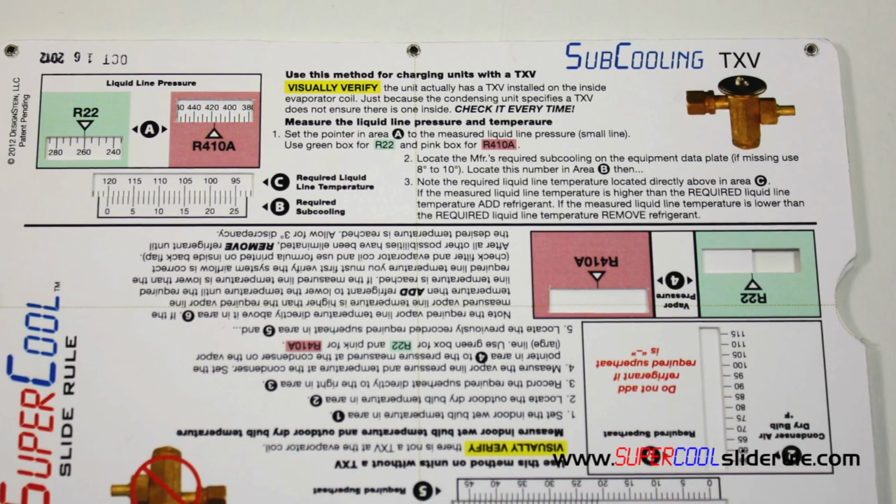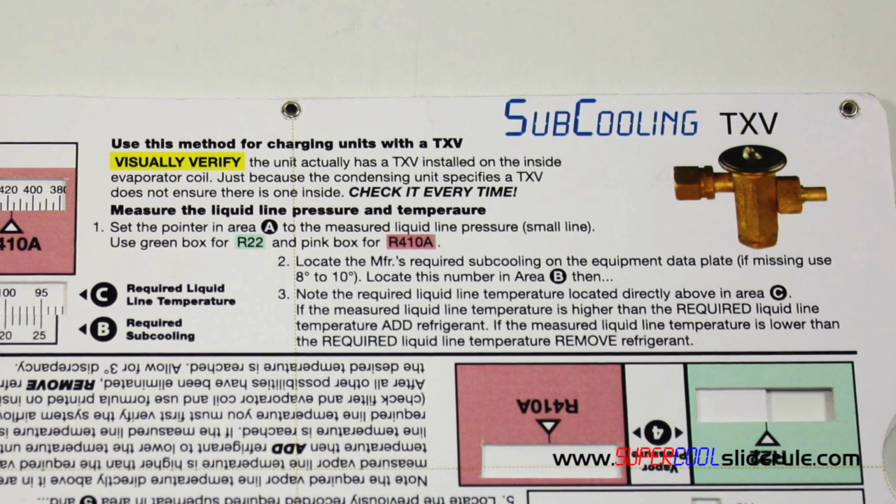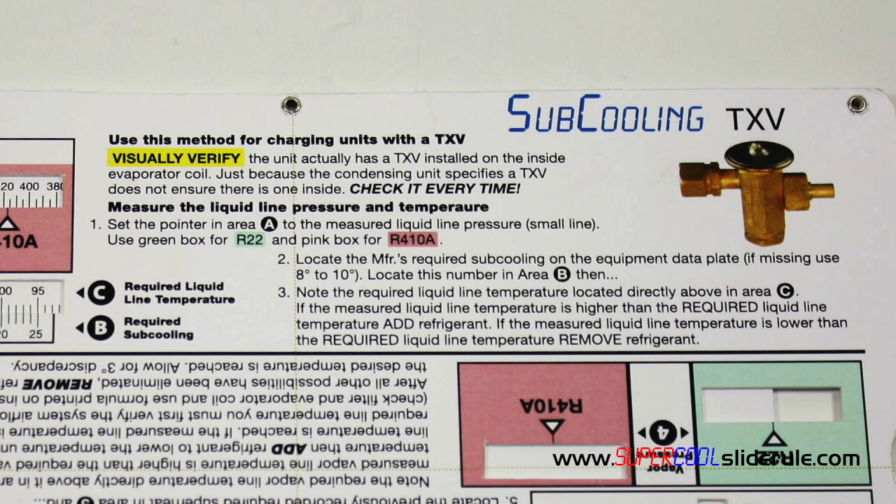Before proceeding, we must visually verify that there is a TXV at the evaporator coil. This may require removal of the panel that covers the evap coil. Once we have visually verified that there is a TXV installed, we can proceed with the process.